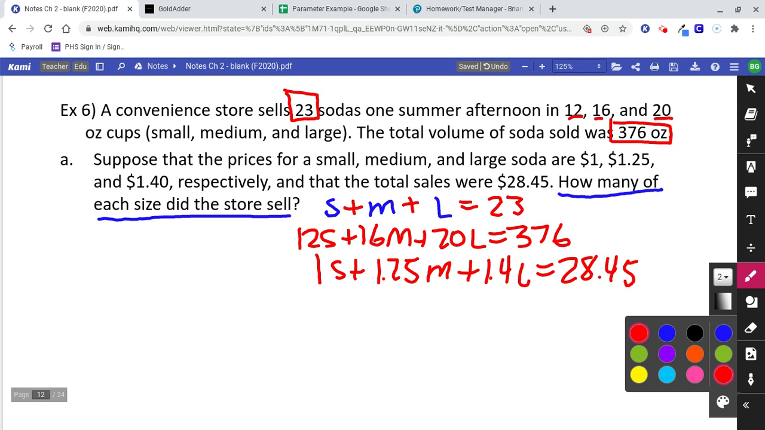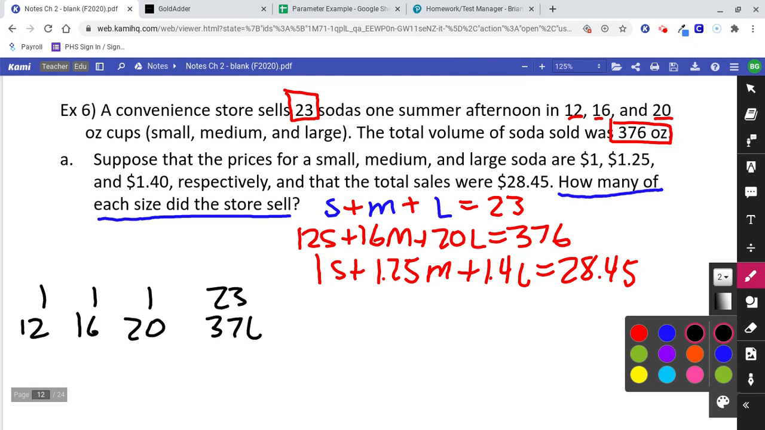problem. So what we're going to do is Gauss Jordan. Gauss Jordan wants an augmented matrix, so take all the variables out. Top row says 1, 1, 1, 23. And in the middle row, 12 ounces, 16 ounces, 20 ounces, and a total of 376. Bottom row, 1, 1.25, 1.4, and 28.45.